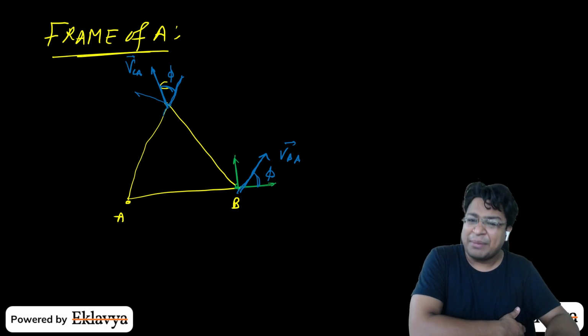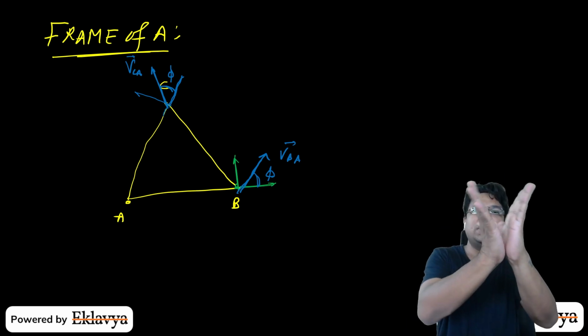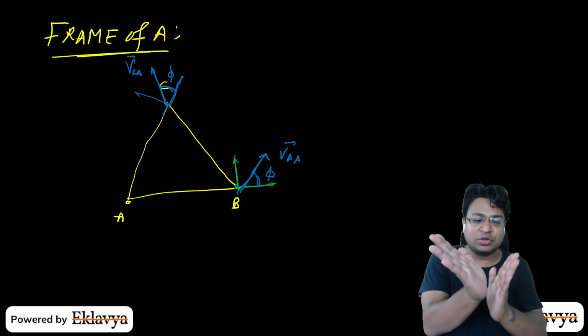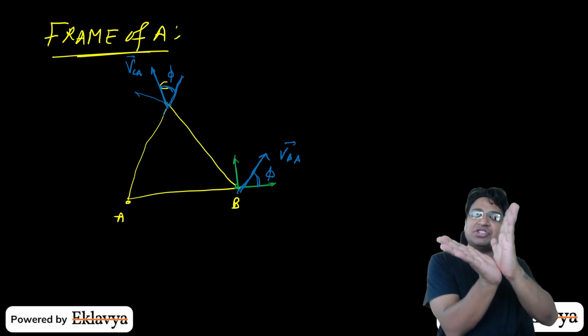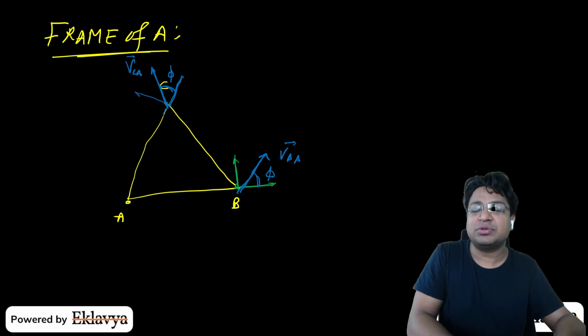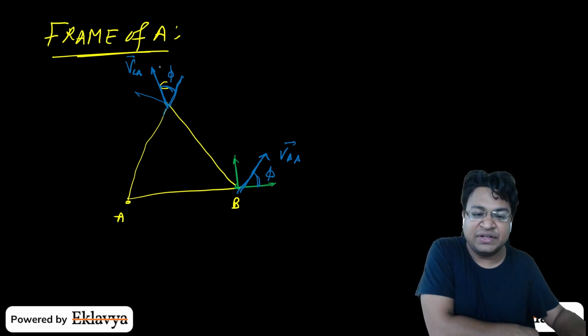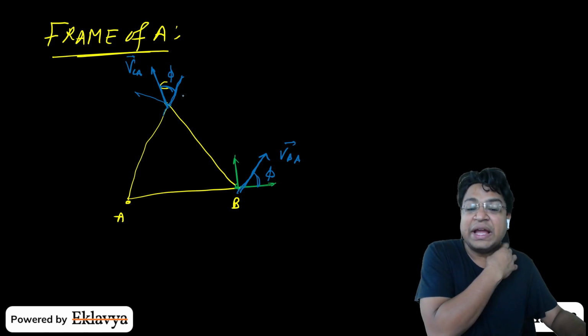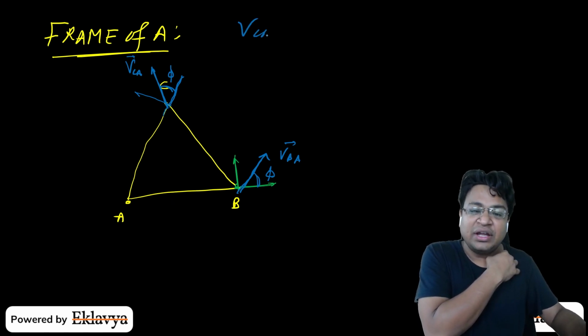Why am I saying this? In the frame of A, ultimately what you will witness is a rotating triangle, or the two rods, AC and AB, rotating and changing length so that their lengths always remain equal. That can happen only when this condition is satisfied: VCA should make the same angle with AC as VBA is making with AB, and not only that, VCA should have the same magnitude as VBA. Let that magnitude be V for now.